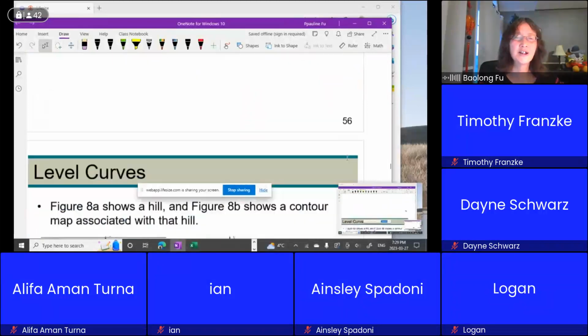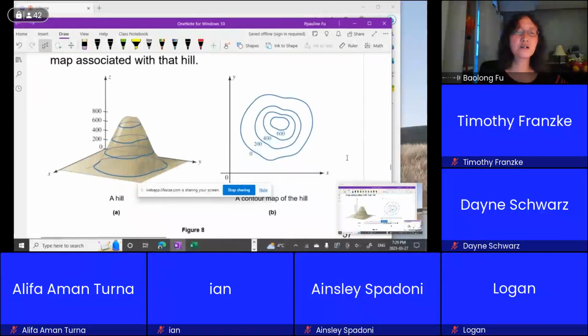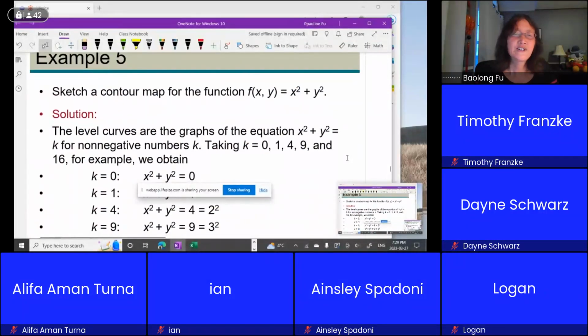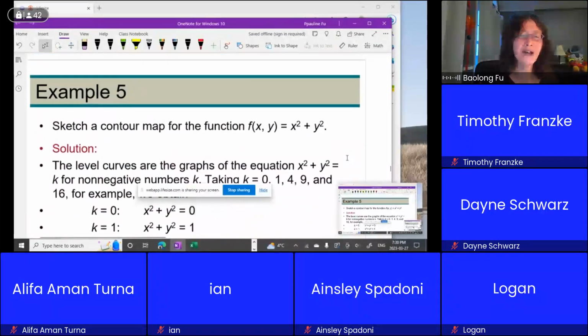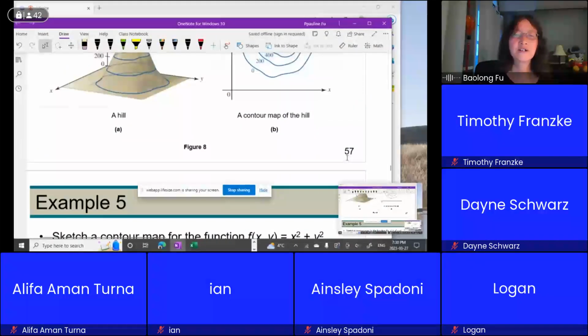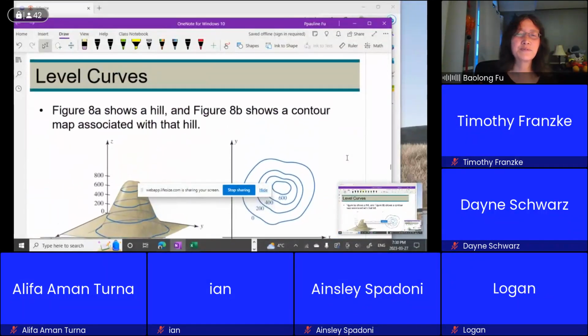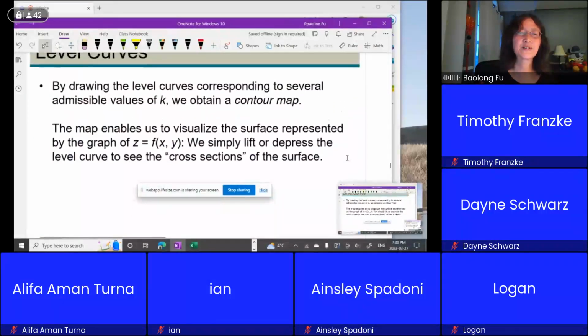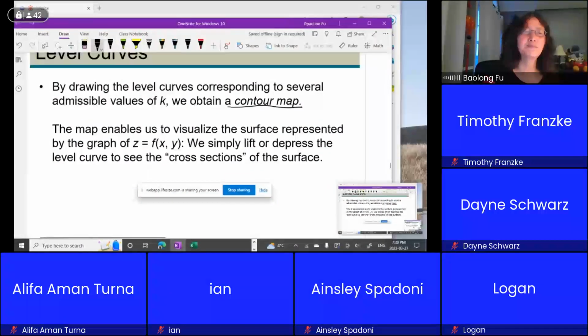Okay, so now let's look at examples. Sketch a contour map for the function. So what is a contour map? Let's look at the definition here. By drawing the level curves corresponding to several values of k, we get a contour map. So we need to take several different values for k.